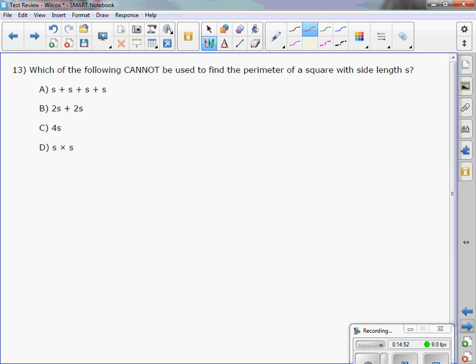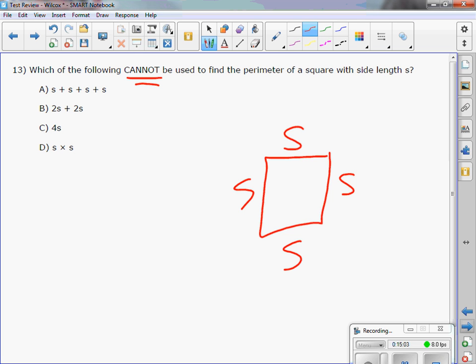Which of the following cannot be used to find the perimeter of a square with side length s? Square, all four sides are equal: s, s, s, s. Which one of these cannot be used to find perimeter? S plus S plus S plus S? Yes, that one would work to find perimeter.